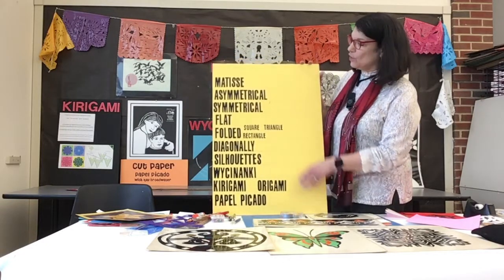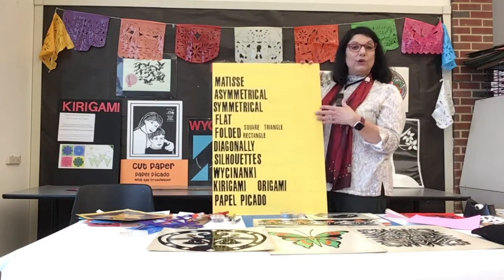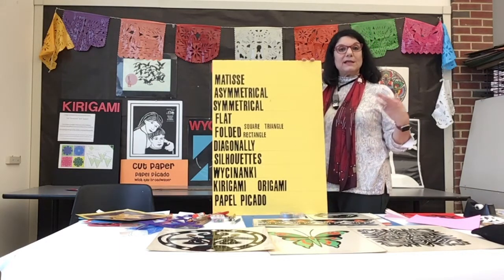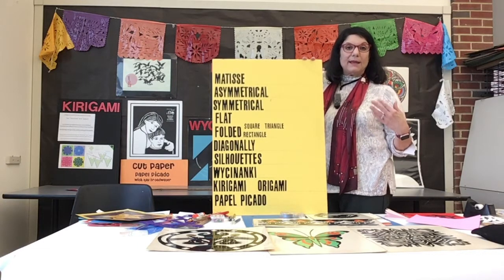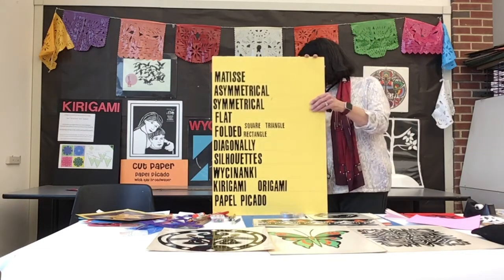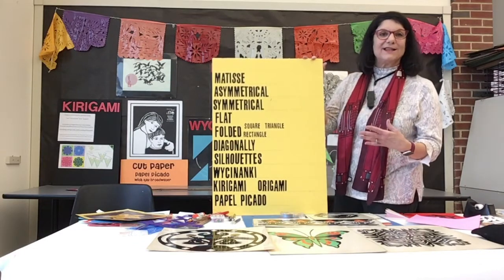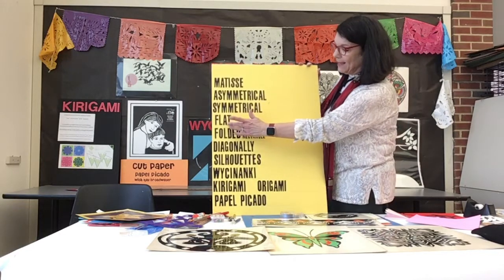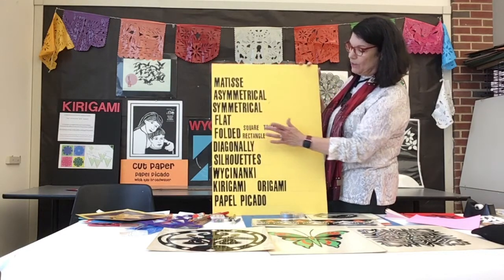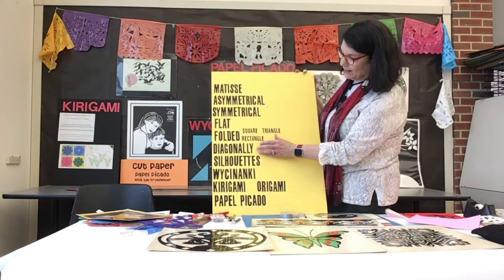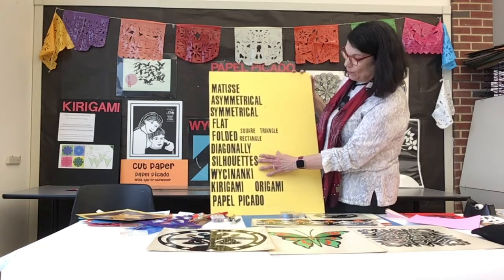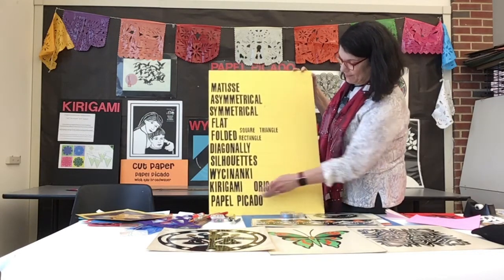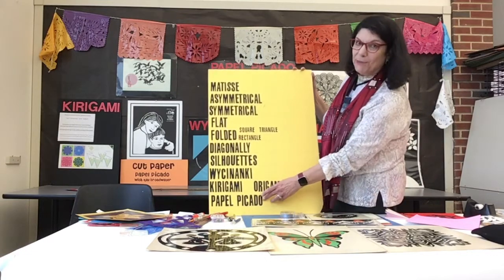Also, some of these terms are both mathematical and also are art terms. So you can see the tie between math and art. So in a sense, we are talking about the connectiveness of many things. So we can see asymmetrical, symmetrical, flat, folded, square, triangle, rectangle, diagonally, silhouettes, Lisinki, kirigami, origami, and paper picado.